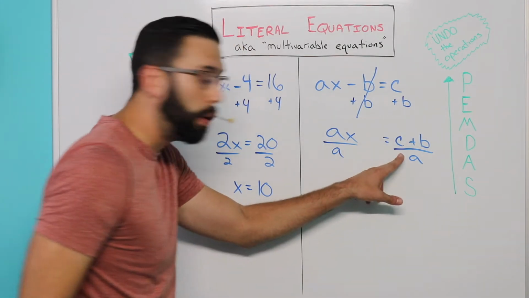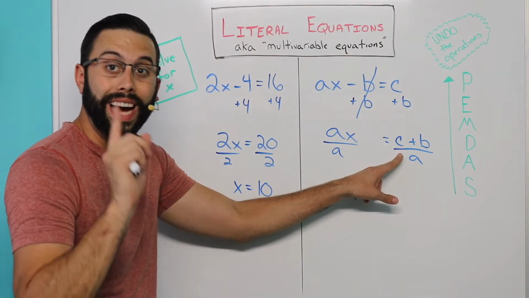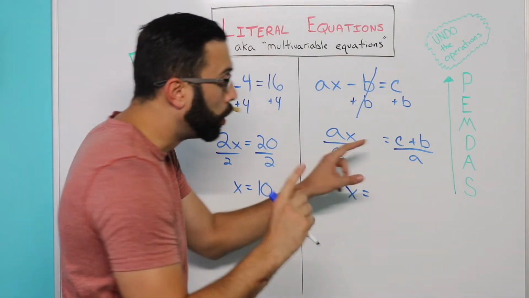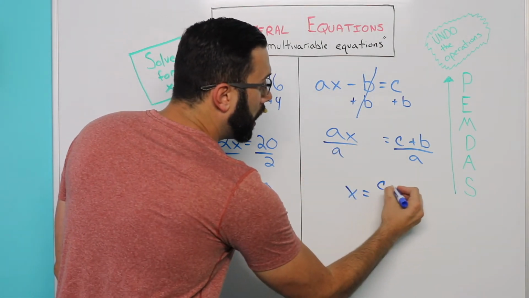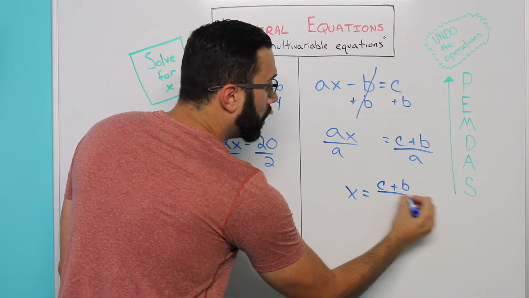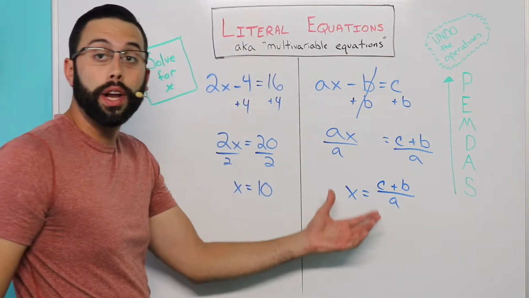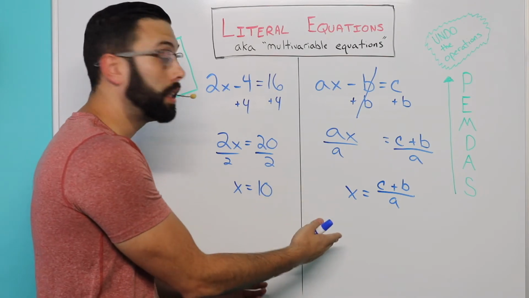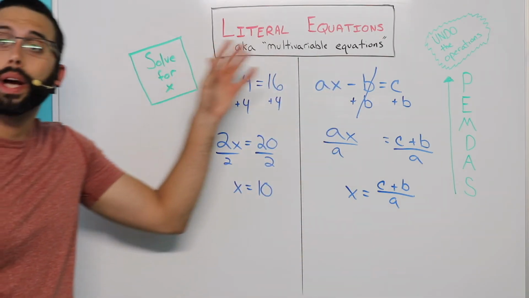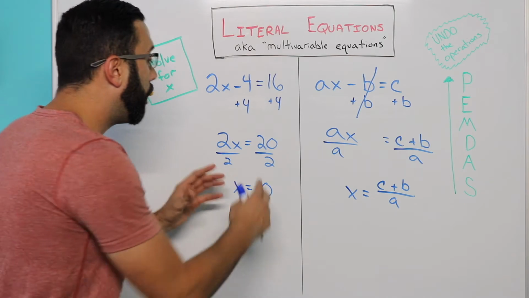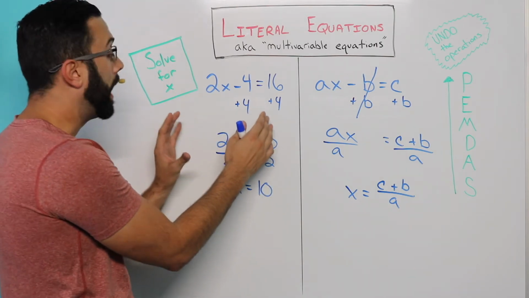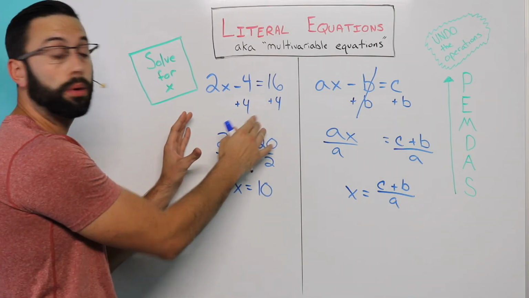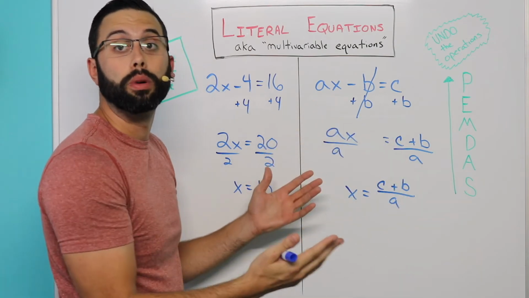And literally, just write what you see over here. Again, I can't emphasize this enough. Just what do you see? c plus b divided by a. Now, if I knew the value of c, b, and a, guess what? I would be able to get x. So don't let the literal equations intimidate you. It falls under the same category as your regular equations with one variable. It just has multiple variables.